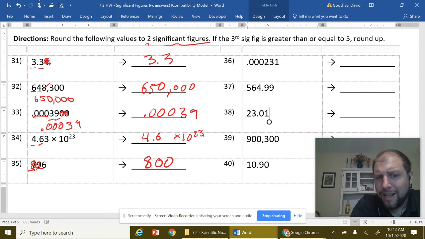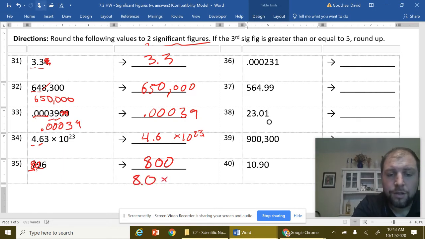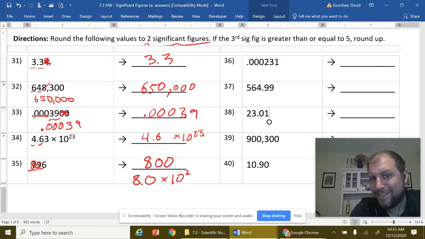Mr. Gucci, the 8, right? How am I supposed to know this 0 is actually measured? Well, it's tough. There's not really a good way to do it. Sometimes what they'll do in science is put a line over top to indicate that 0 was measured, but that's really weird. Another way people can do it is write 8.0 times 10 to the second. They put it in scientific notation to let us know. You could just put 800 for me, and that's just the answer it is.